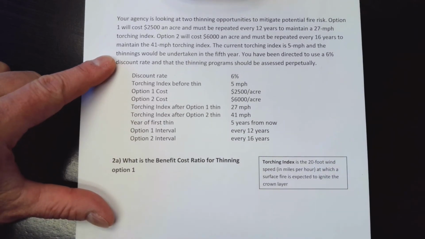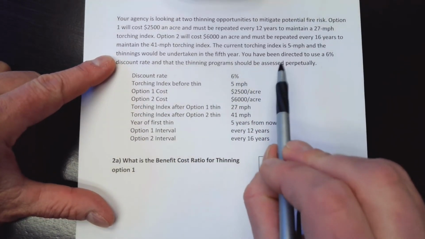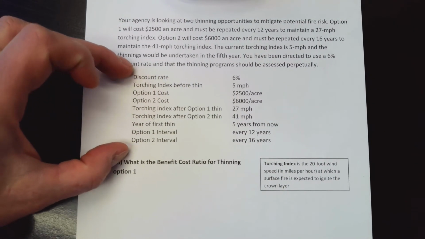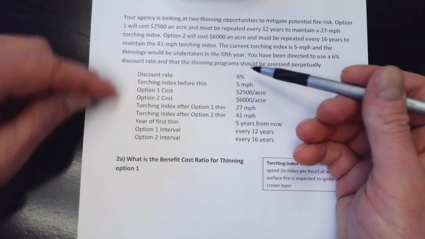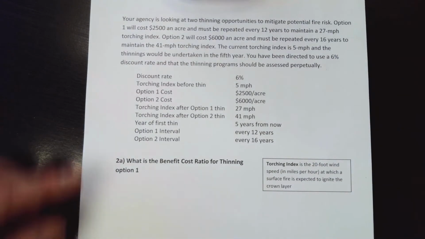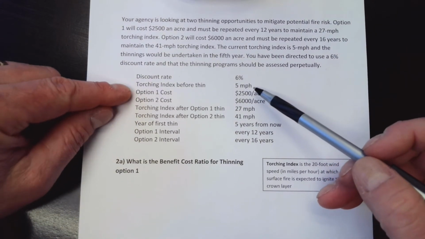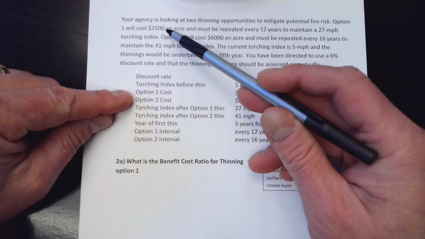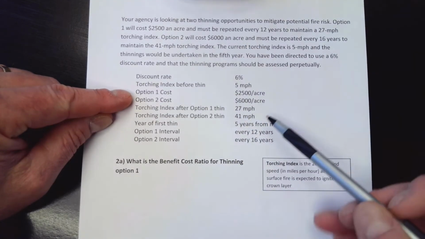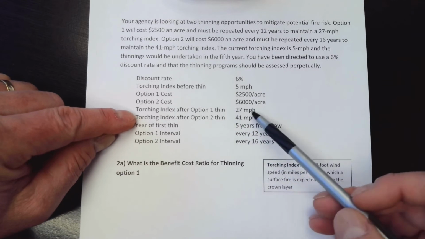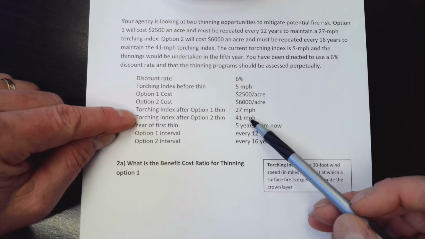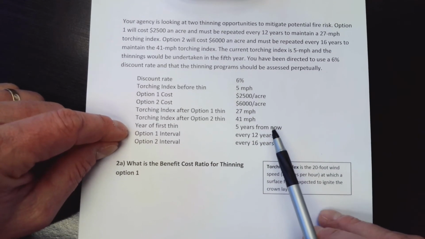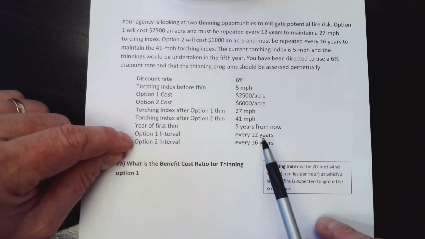We've been directed to use a 6% discount rate, and to look at these thinnings as going on forever, so we're going to look at them perpetually. What I did here is take this information from the word problem and put it into a form I could look at: the discount rate, the initial torching index, an option 1 cost of $2,500 per acre, an option 2 cost of $6,000 per acre. The torching index after thinning is 27 for option 1 or 41 for option 2. The first thinning is going to take place 5 years from now, and these are the intervals for the 2 options.